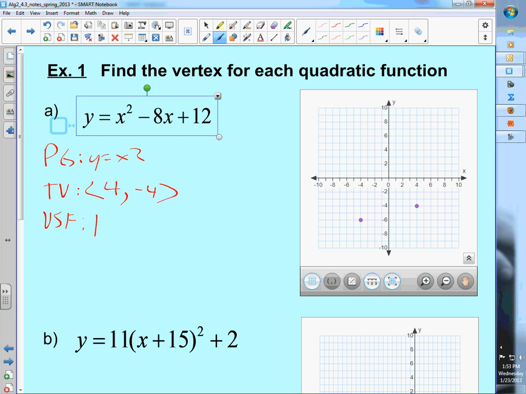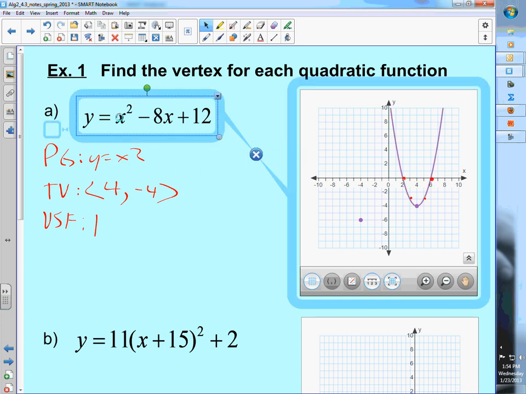So from your vertex, I don't know why these points are on here. Here's 4, negative 4. How do I get to my next points? Right 1, up 1. Right 2, up 4. Left 1, up 1, and left 2, up 4. And on a graph like this, it also gives you your roots or x-intercepts. Very easy to see on one like that.